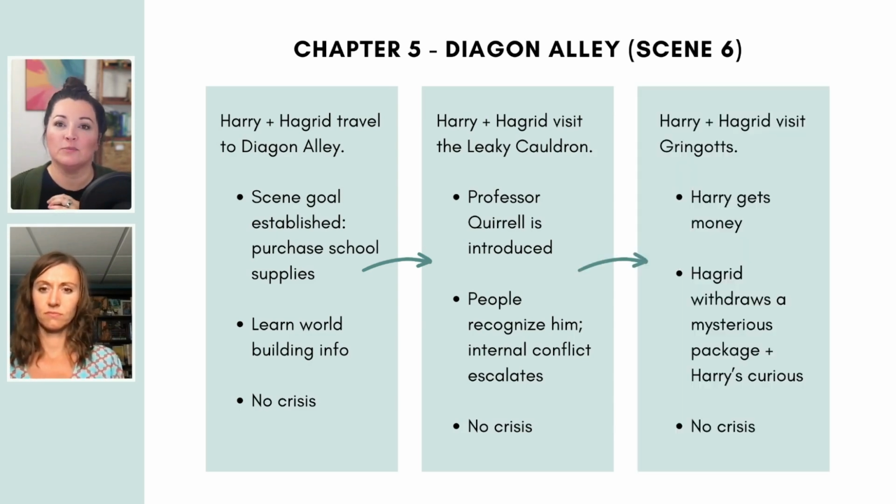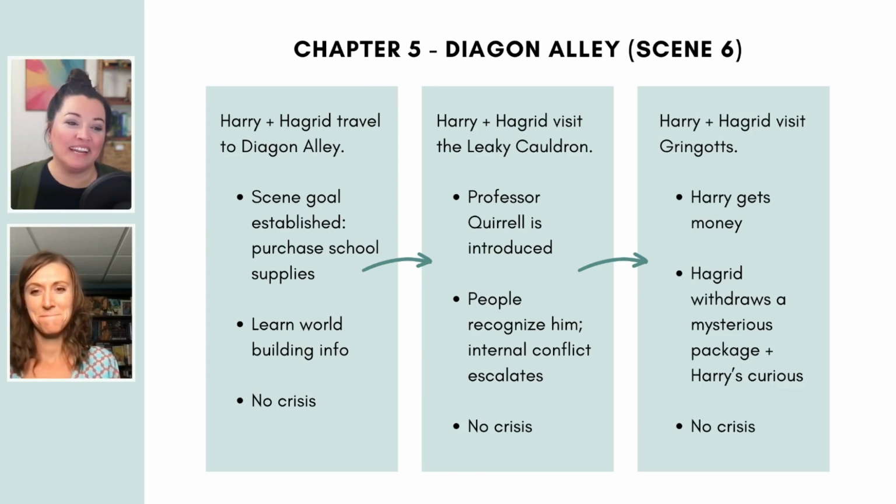Then, this is where Abigail stole my thunder. They go to Gringotts and they get Harry's money. We learn about the money. Hagrid withdraws a mysterious package, which piques Harry's curiosity about it. So he doesn't face a crisis here either. Again, there's a spot where you could infer maybe Harry's thinking, I want to know more about that, but I shouldn't ask adults questions. You could infer that, but we don't really know that's how Harry's feeling because it's not on the page via his interiority.